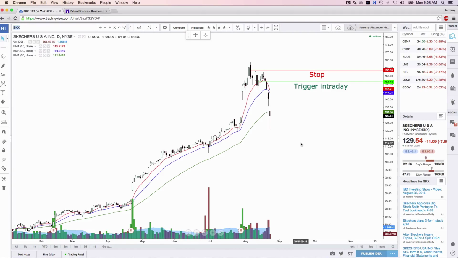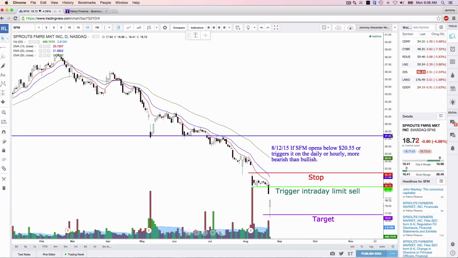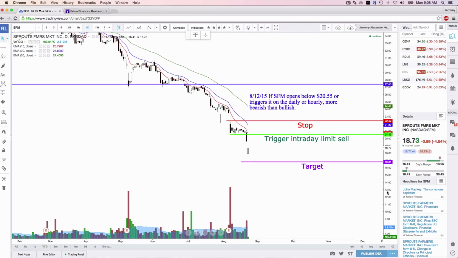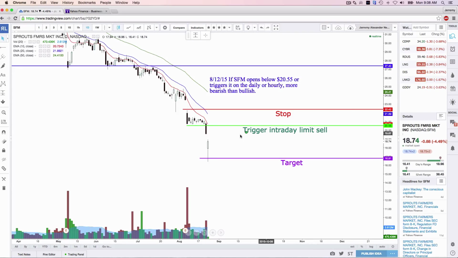So let's look at Skechers, then I'll hop over. Actually, let me go look at Sprouts Farmers Market. Brad's giving me a trade on Sprouts Farmers. So notice right here, this was a trade that we had set up, okay, that we did. Trigger intraday limit sell at 20.55.